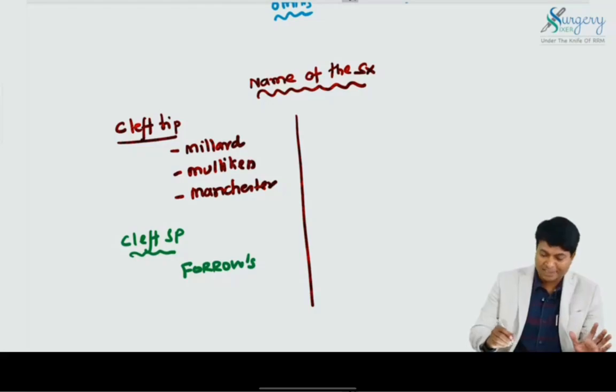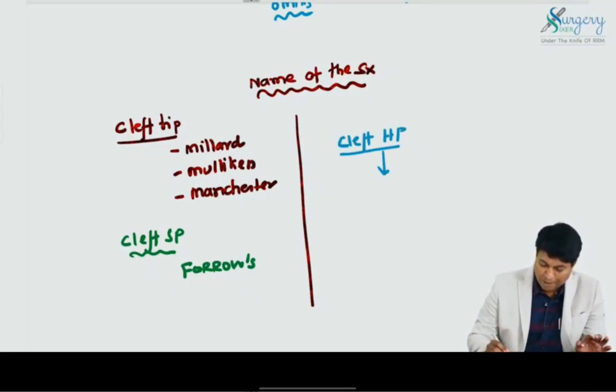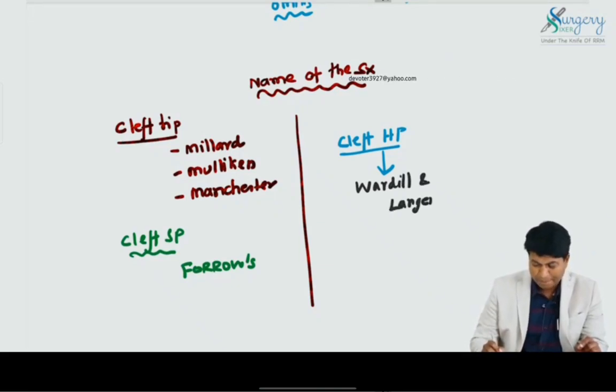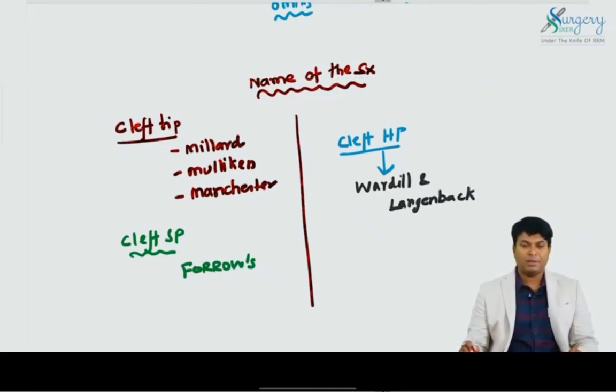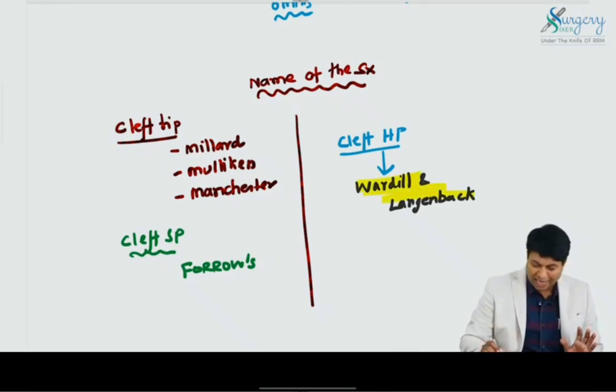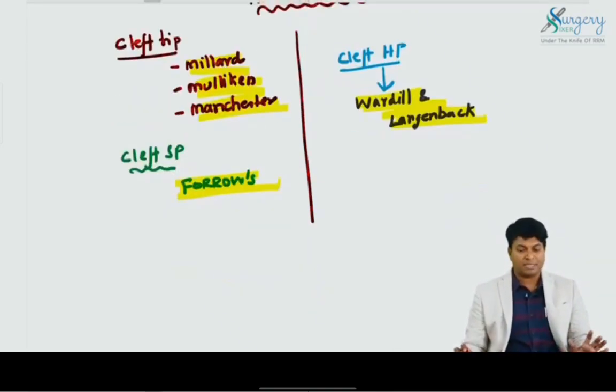Usually the question asked in the exam is on cleft hard palate. For cleft hard palate, we do the Wardill and Langenbeck procedure, at 15 to 18 months. Wardill and Langenbeck repair. So they can ask you to name the operations, especially this Wardill and Langenbeck. Furlow is for soft palate, Millard, Mulliken and Manchester for cleft lip. These are the various names of surgeries we do.